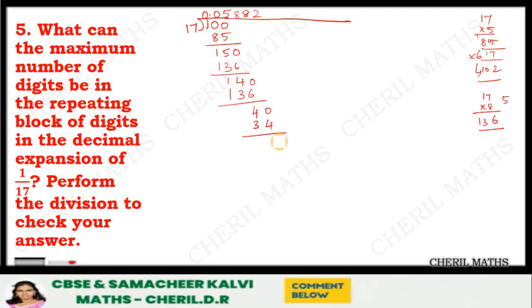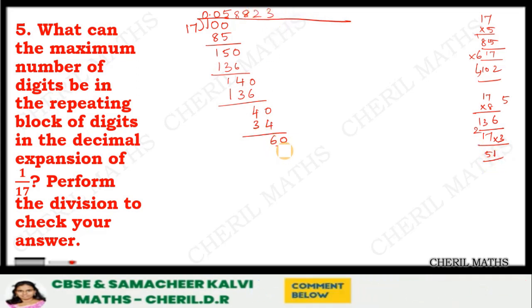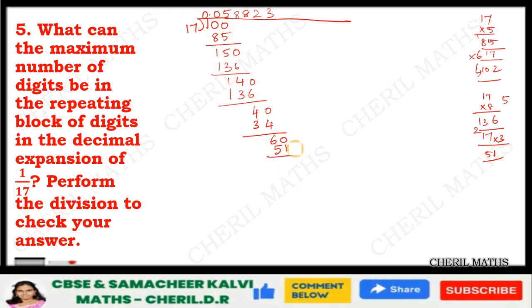This is again going to be 6. So you have a 0. So 17 fives are 85, so it will not work. 17 into 2 is 34, it's too small. So I'm going to try 17 into 3. 7 threes are 21, 2 plus 3 is 5, so 51. Yes, it works out. So you have 3, so you have 51.